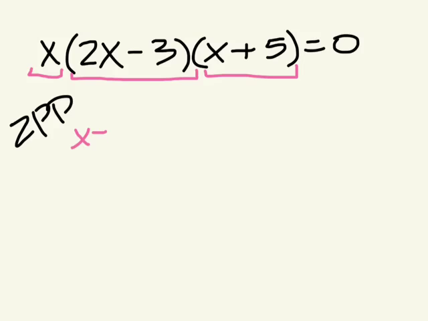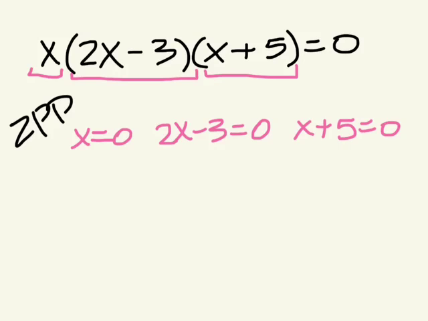So you have x equals 0, that's my first mini equation. 2x minus 3 equals 0, that's my second mini equation. And then you have x plus 5 equals 0. And then you solve each mini equation to get your answers for this one.